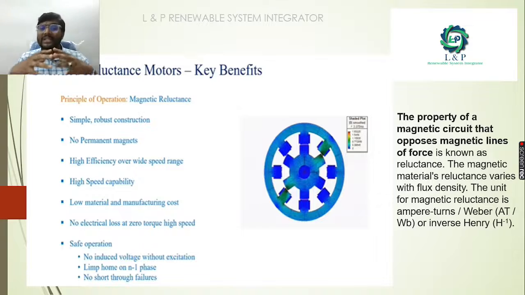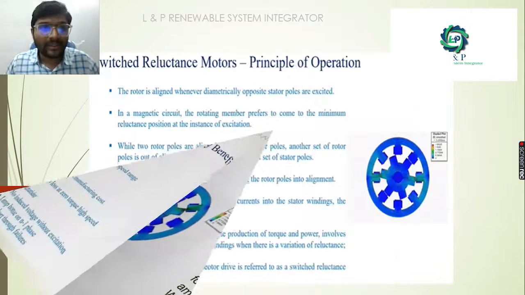What are the key benefits of using this switched reluctance motor? Its construction is very simple and robust. There are no permanent magnets. It has very high efficiency and the material cost is very low. It also has very safe operation, as no induced voltage is created without excitation, and there are no shoot-through failures.